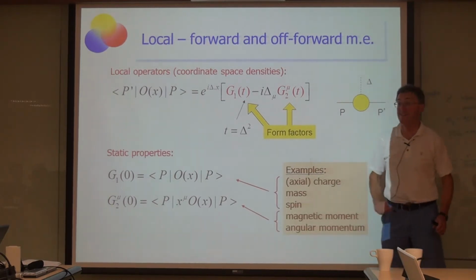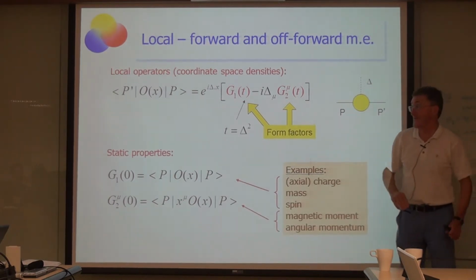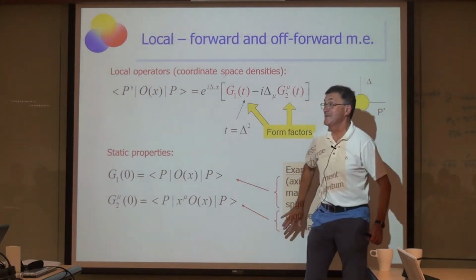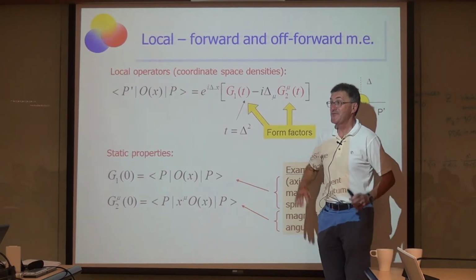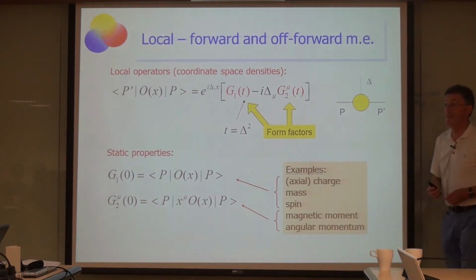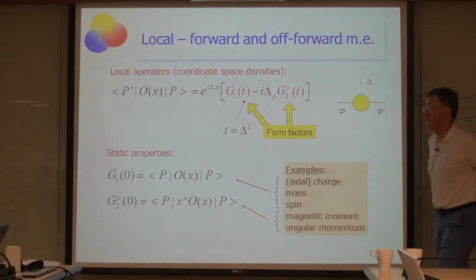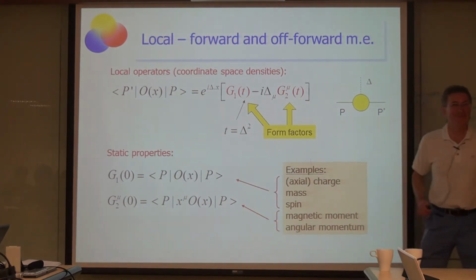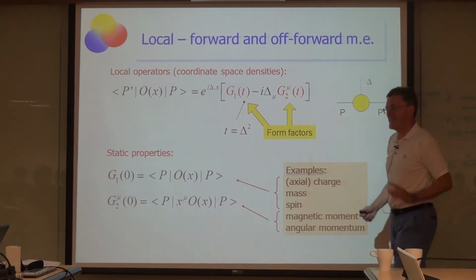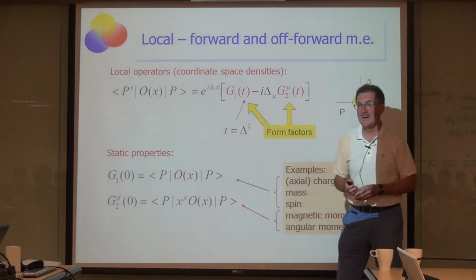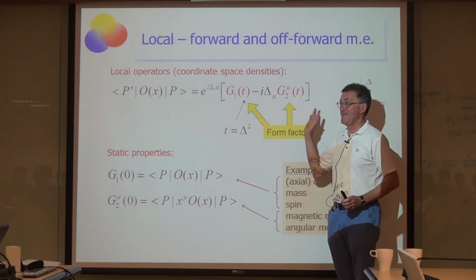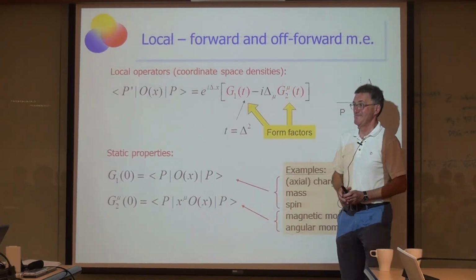Spin you can measure in deep inelastic structure functions, just using forward matrix elements. With angular momentum you cannot. So you have to go to the new framework. That's what GPDs are all about. Isn't it, Markus? That's short. But I think it's very important to realize that certain things you cannot measure simply in forward matrix elements.